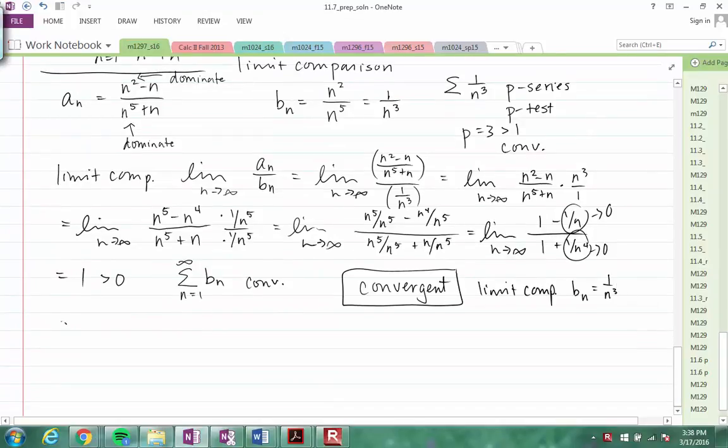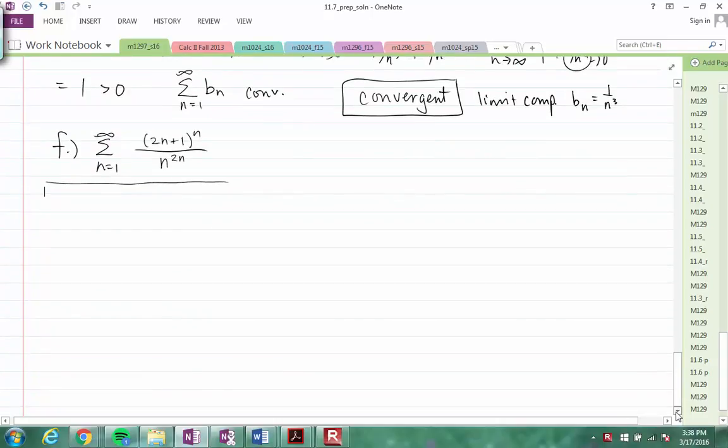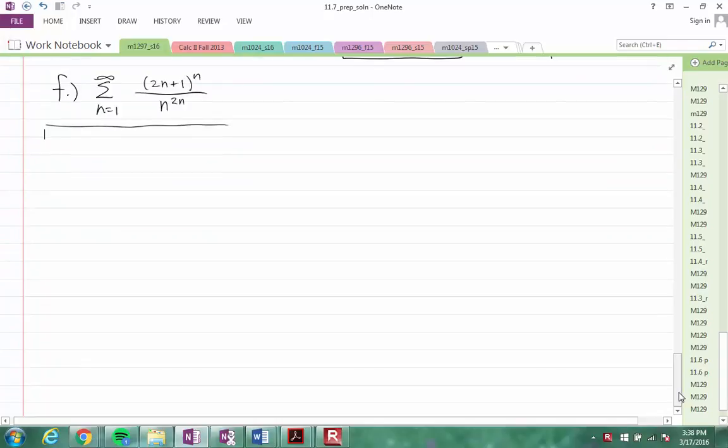And for our last example in section 11.7, we're going to have this series of (2n+1)^n over n^(2n). So looking at this, we've got a lot of n's here, powers of n, bases of n's, and it's like, what's going on here? Notice, however, that we have some sort of function of n raised to another function of n kind of thing going on. And so in that case, usually the root test is really good.